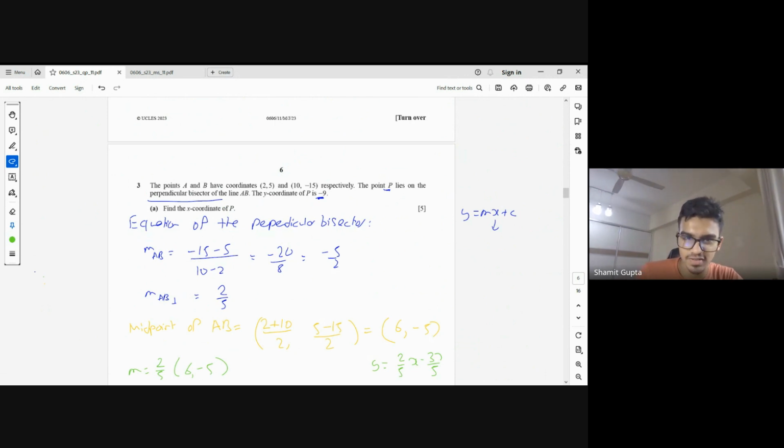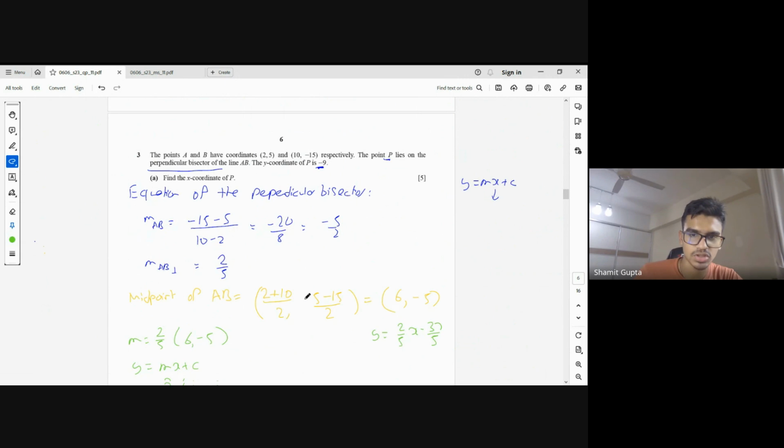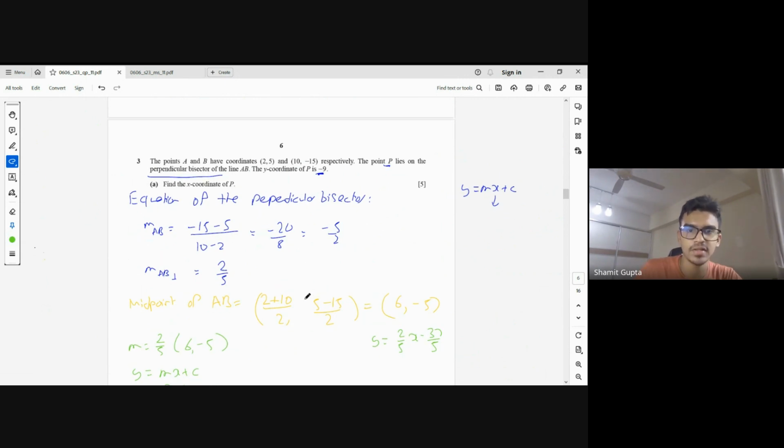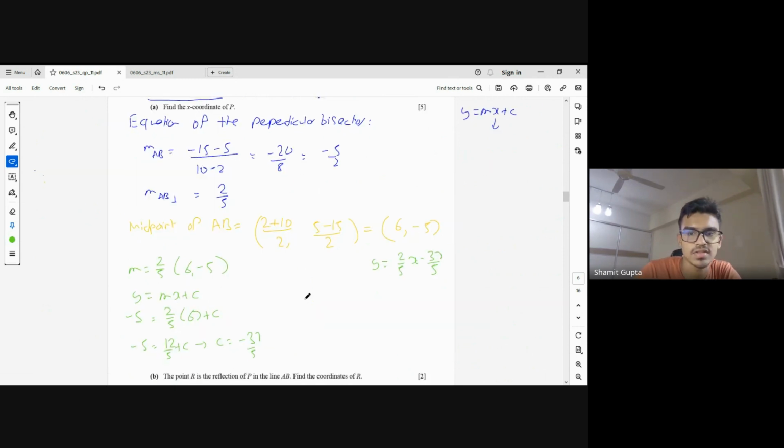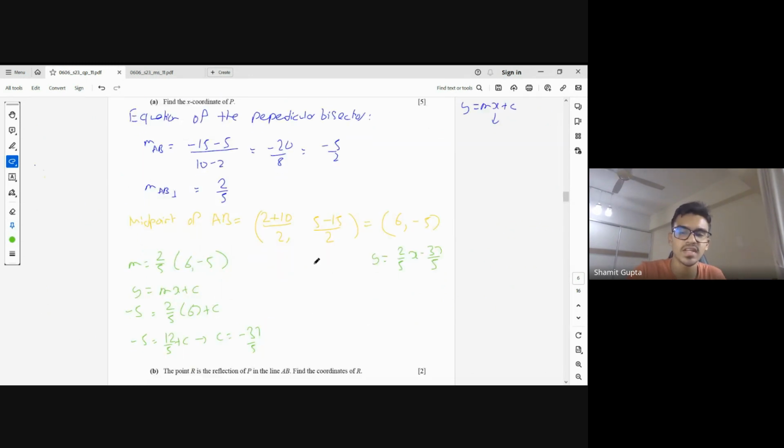Whenever there's a fraction, there's always a little bit of a doubt, so I'm just going to cross-check my workings very quickly. My gradient is negative 20 over 8, which is equal to negative 5 over 2. So m perpendicular will be 2 over 5. Midpoint is (12, 6)? Negative 10 over 2, negative 5. So 2 over 5 passing through (6, -5): negative 5 is equal to 2 over 5 times 6 plus c, giving c = -37/5. Yeah, seems correct. Okay, then they told you the y coordinate is negative 9.